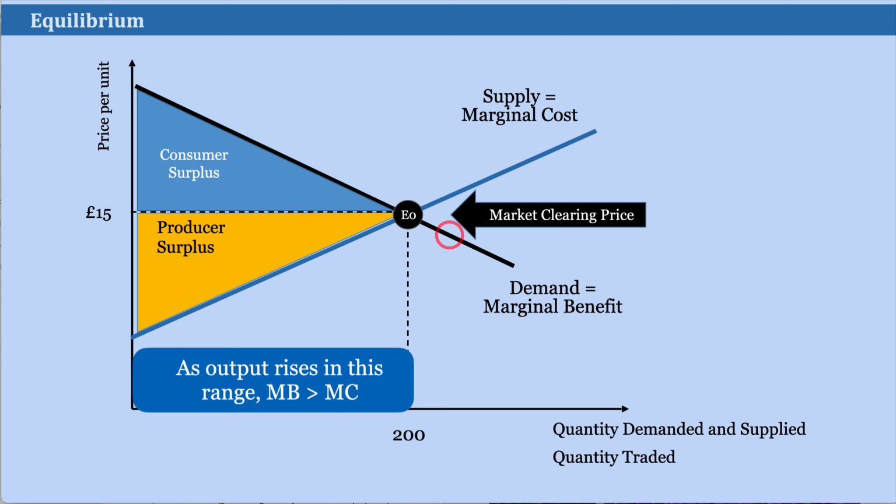So hopefully that gives you a good idea about what we mean by equilibrium. As I say, demand equals supply, market clearing price, no tendency to change. And in the next videos, we're going to start to change the equilibrium and say what happens if demand moves or supply moves.